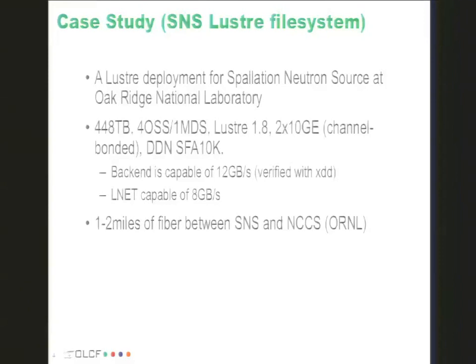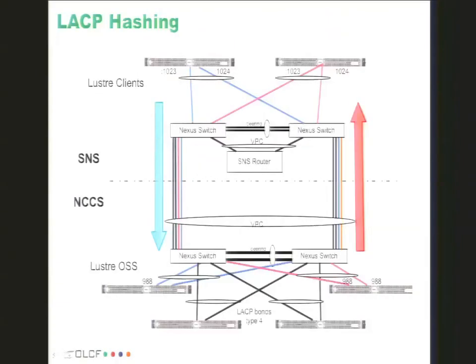So one thing that complicates this is that clients are going to be about 1 to 2 miles away from where the file system is actually located. We thought this might be a non-trivial distance. There might be a little latency that we have to consider in these tuning parameters. So I'm going to discuss what we did with that.